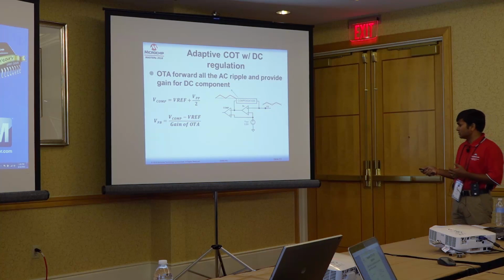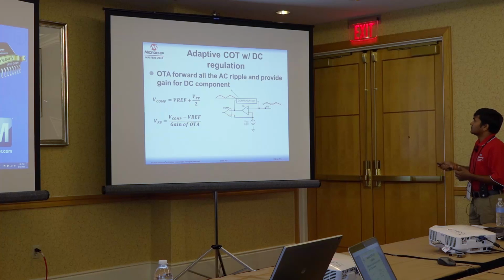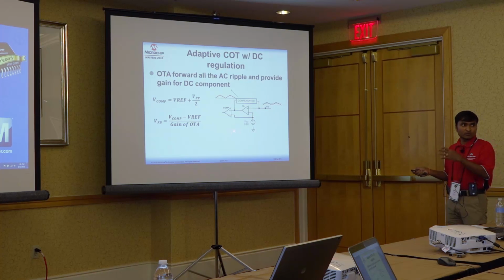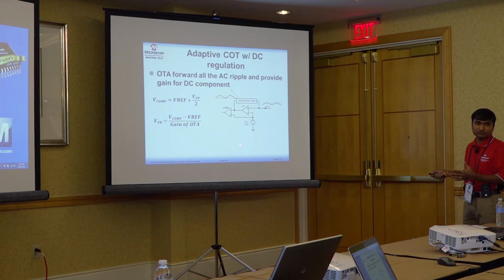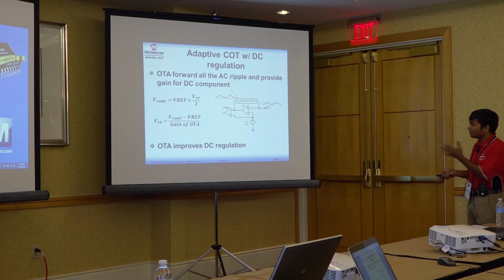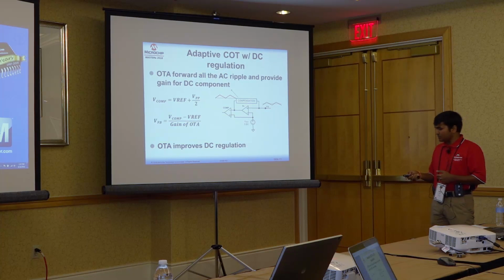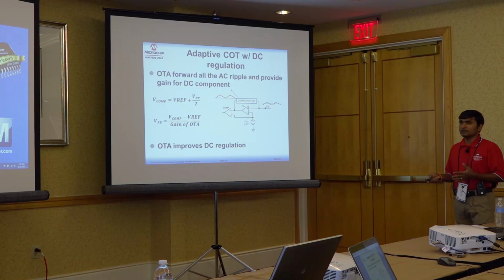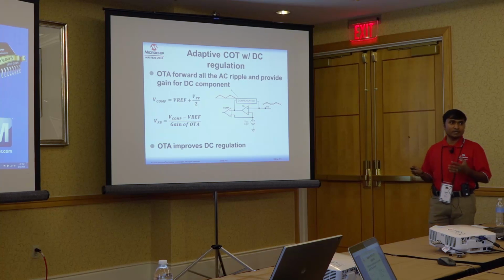So that is how this operational transconductance amplifier block, which we added to the adaptive COT, improves the DC regulation and makes it independent of the input voltage. OTA improves the DC regulation. That is how, in the adaptive COT architecture, we solve the issues presented in the basic COT architecture.